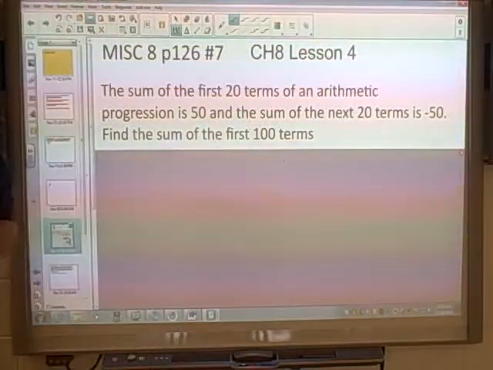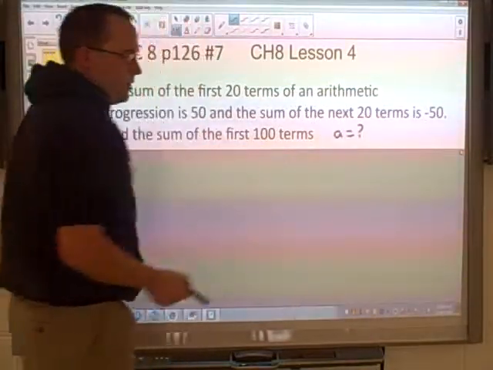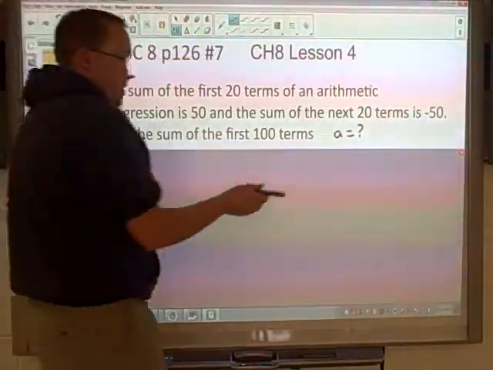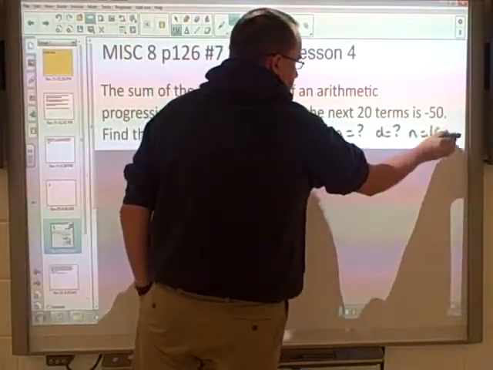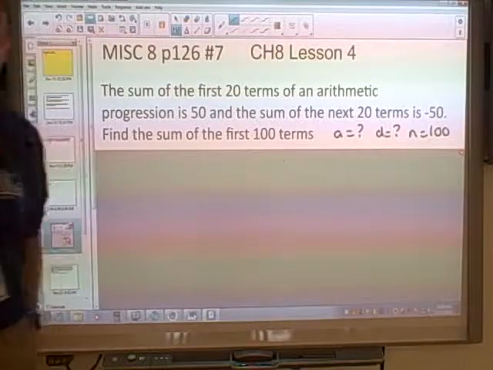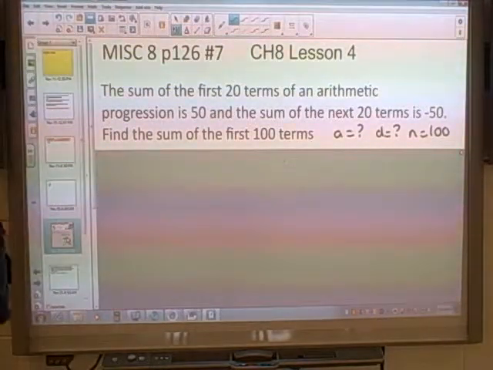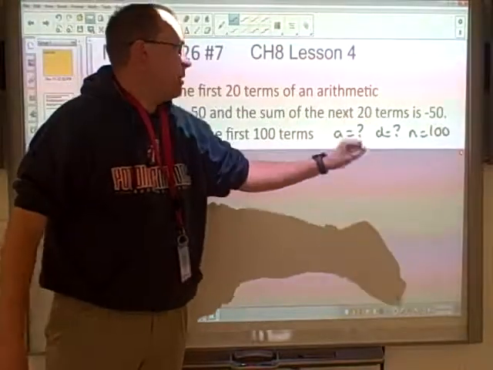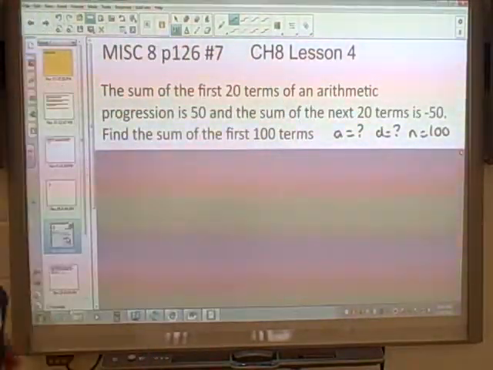So first of all, you should think about what information you need to find the sum of the first 100 terms. Well, we need the first term, which we're not told. We could do with the difference, which we're also not told. And we need the number of terms, which we are told. So we're given very little information to begin with. We've got two things that we don't know, but we also have two statements that we can use. So we can write ourselves a system of equations.